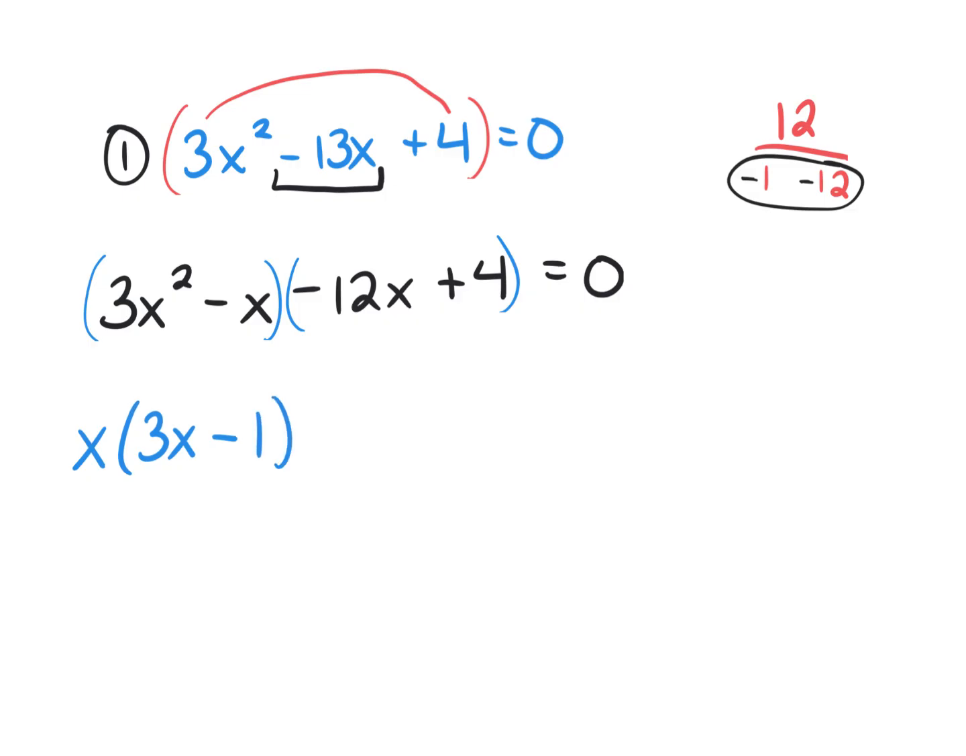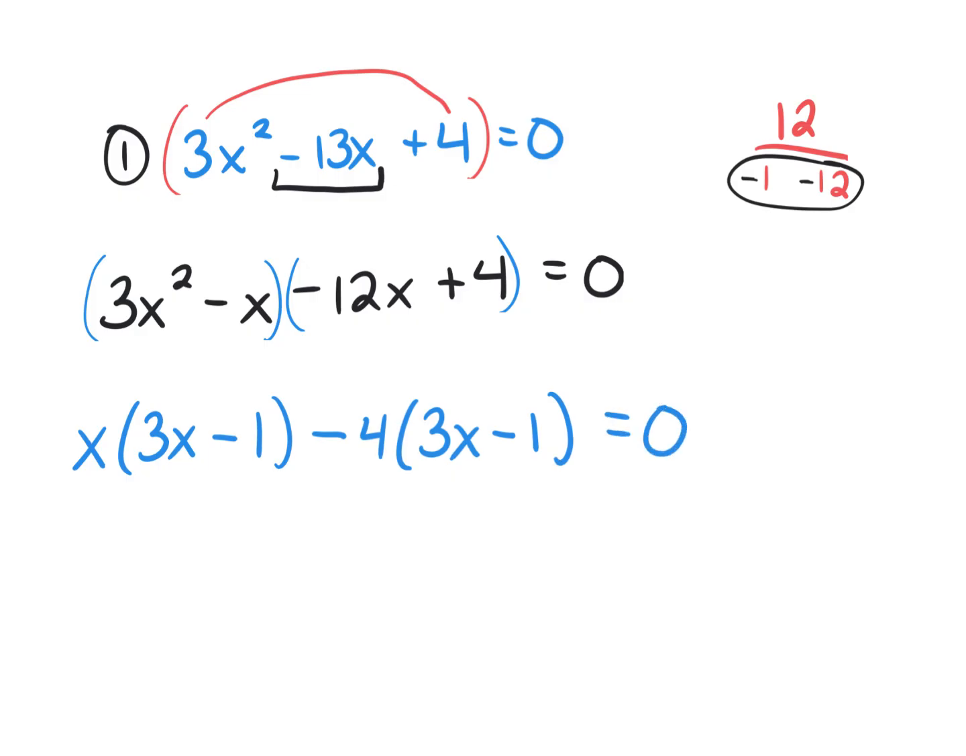What can I take out of the second set? We have to take out a negative. What else? We could take out a 2. We can go higher. 4. Yep, take out a 4. What's left? What's negative 12 divided by negative 4? I think it's 3. 3x. What's 4 divided by negative 4? Negative 1. Negative 1, yep.